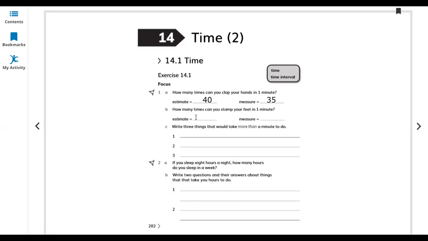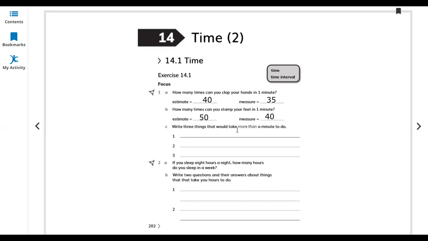Put your feet on the floor, one, two, three, like this. So if it's 1 minute, 50 normal. When you estimate, it's 40, because when you put it down and back and put down, it's near to 40.